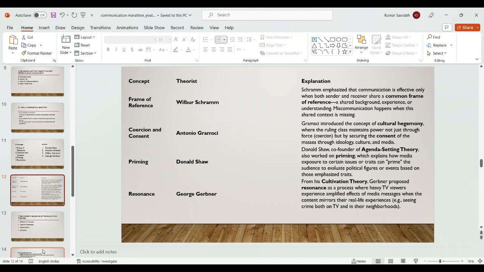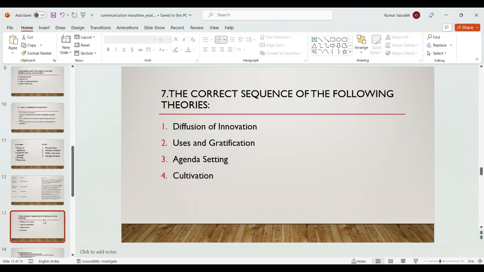I guess you all know about the heavy TV viewers. Heavy viewers are those who watch TV and think that things shown there are happening in their life too. So heavy viewers and light viewers, it's about that. I'll explain this particular theory if you want to know more about it. So this is just a glimpse of the concept, who the theorists are, and a little bit of their explanation.